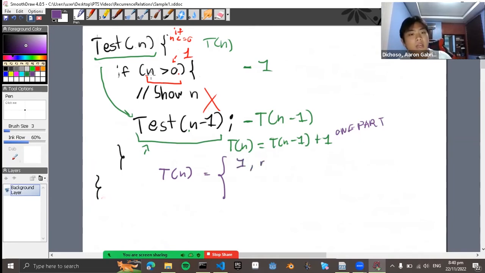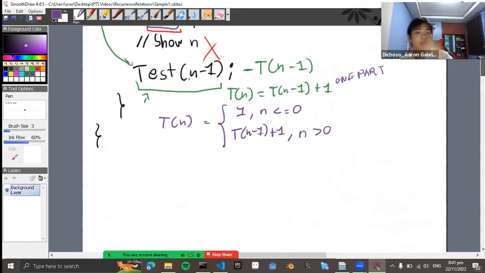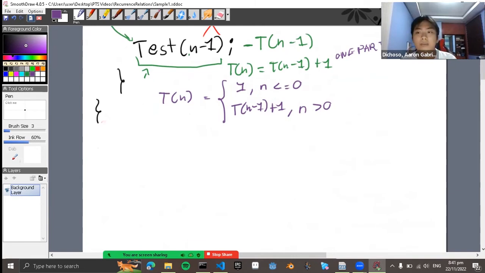One, if the value in the if statement is false, so n less than or equal to 0, or t of n minus 1 plus 1 if n is greater than 0. Okay? Now that we have that, we can solve for the closed form.